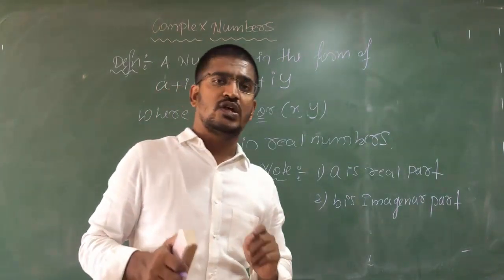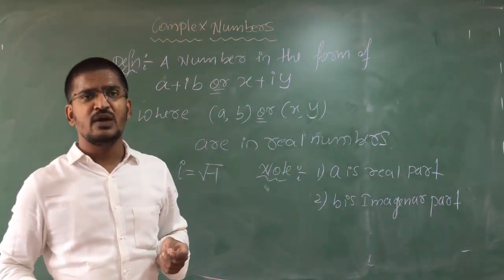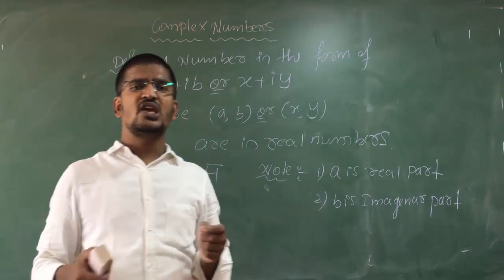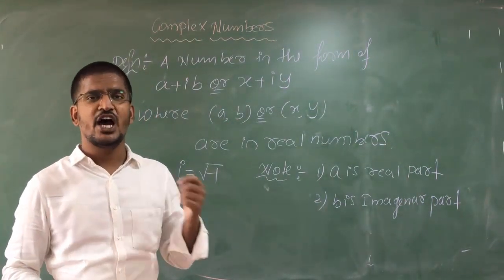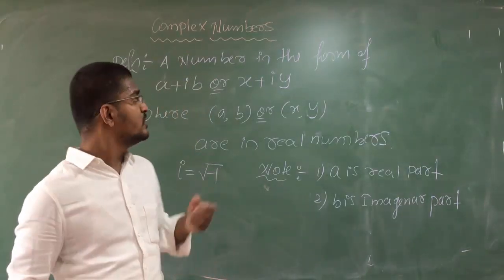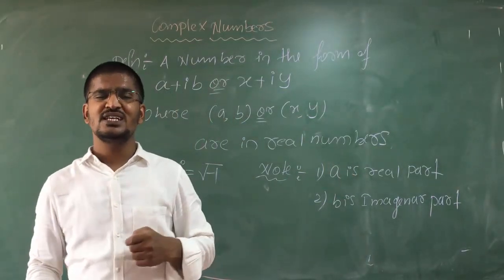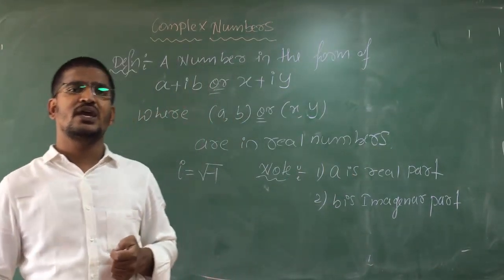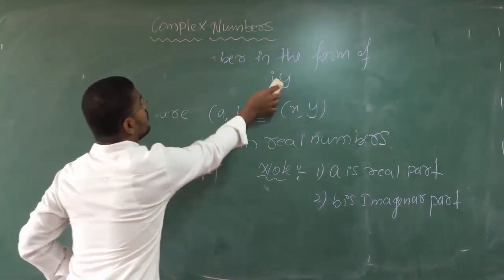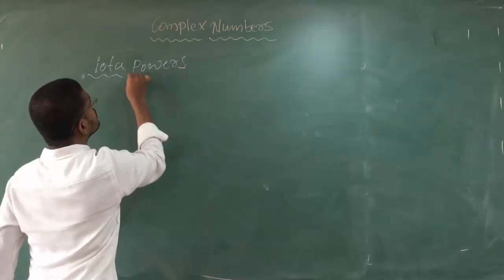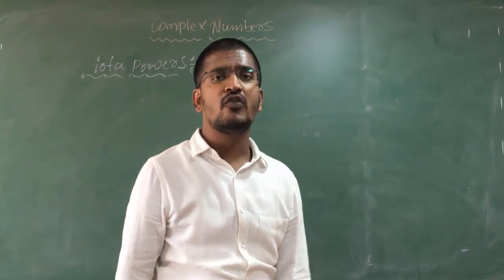Are you clear? So the definition of a complex number says that it is a number in the form of a plus ib, where a and b are real numbers, i is equal to root of minus 1, which is called iota. And the note of that definition is that a is the real part and b is the imaginary part. That you have to make a note. Okay students, now let us go for iota. Let us see the powers of iota.